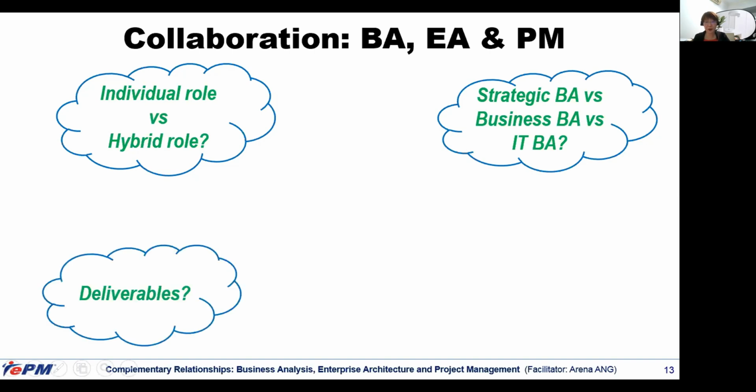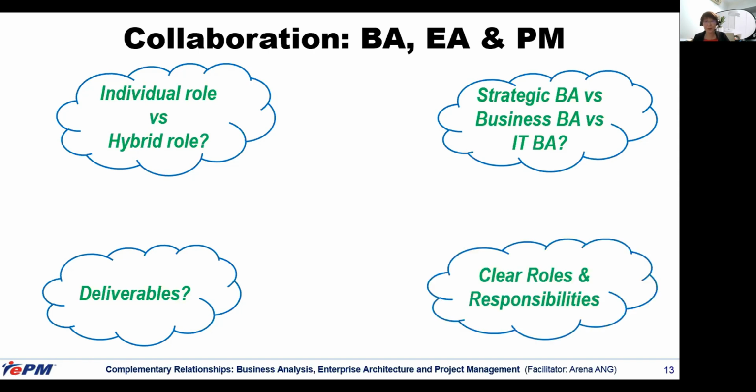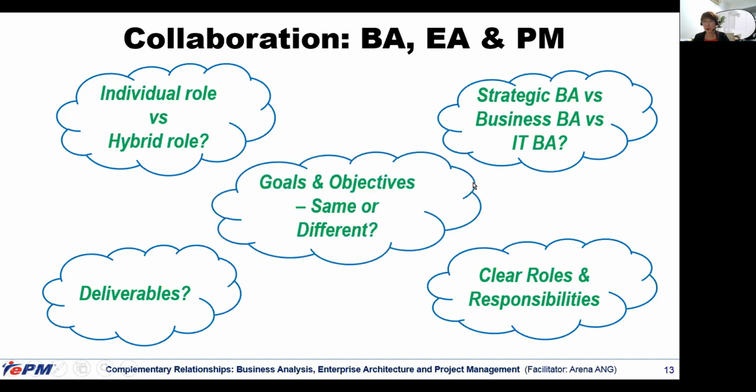Okay, what kind of deliverables do you think you need to create? So this brings me to the next question. We probably want to have clear roles and responsibilities and what kind of deliverables you need to create for the entire EA project. Yep. What about the goals and objectives? Are they the same or different?